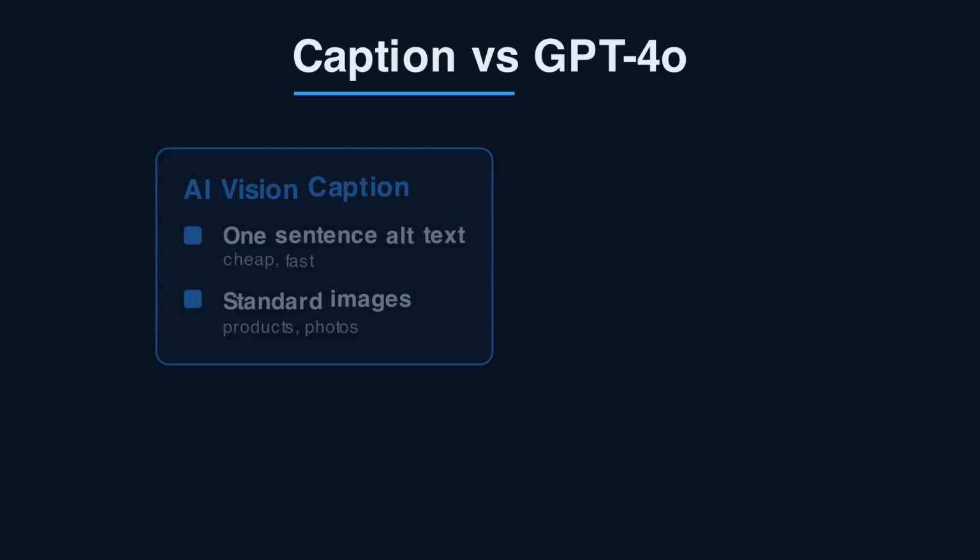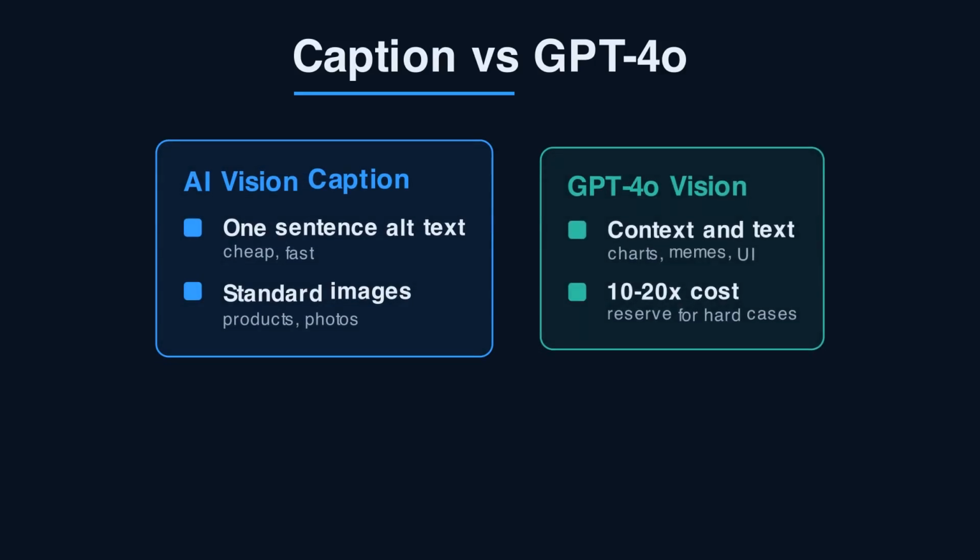AI Vision Caption gives one clean sentence, ideal for standard alt text. Dense captions describes multiple regions when images are complex. GPT-4o Vision reasons about context and reads text in scene. Use GPT-4o only when a plain caption misses meaning. For most product and stock photos, caption is enough.